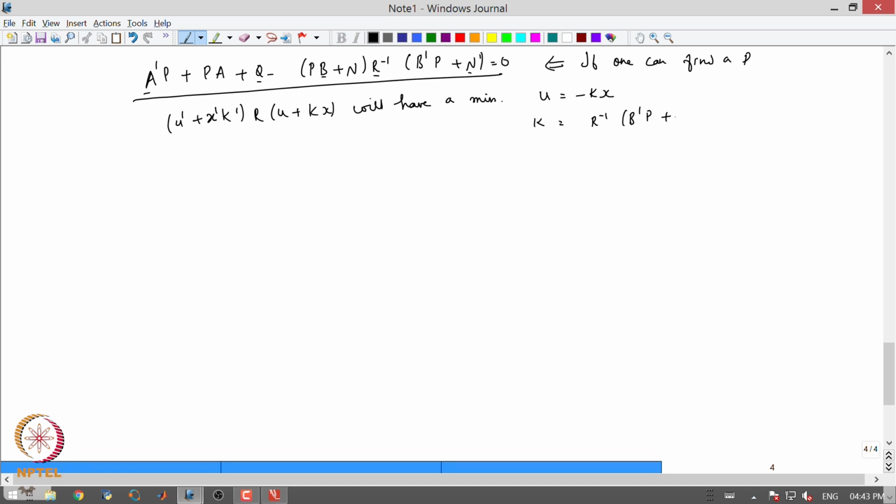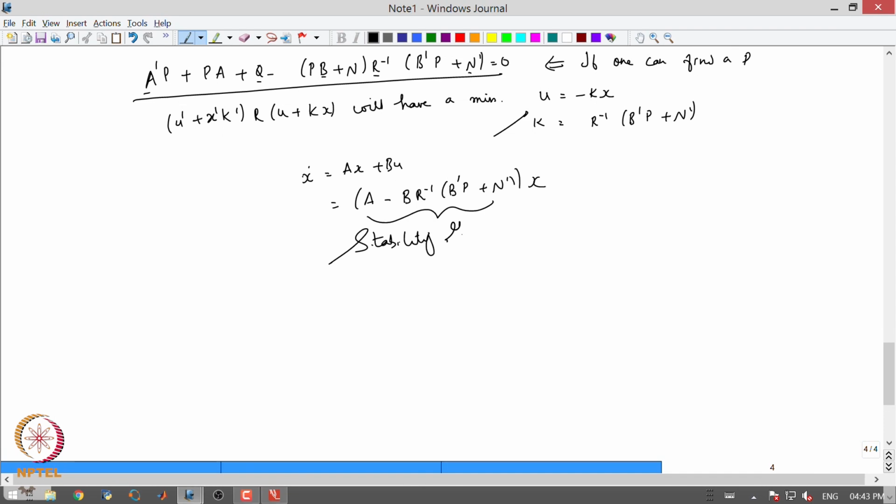B transpose P plus N transpose, in such a way that the closed loop system now, which is x dot is Ax plus Bu with u equal to minus Kx, is A minus B R inverse B transpose P plus N transpose x. Okay, so that this is a stability matrix.